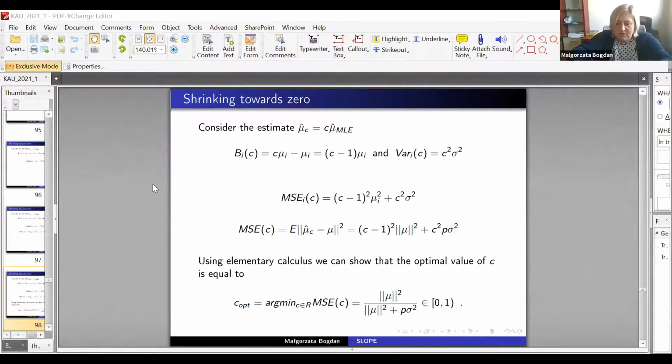Okay, so let's imagine a situation such that you want to estimate your mu. So we really estimate your mu. Okay, so this is your mu i, and this is the distribution of the MLE.